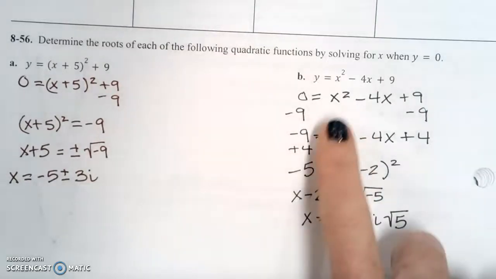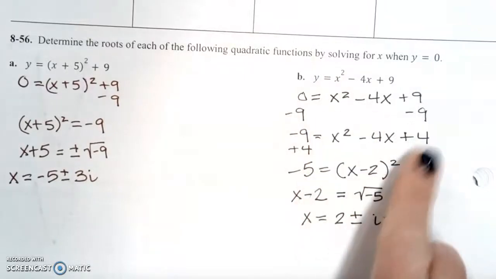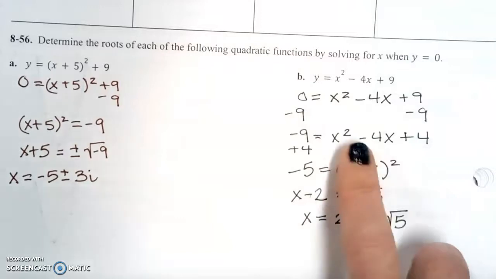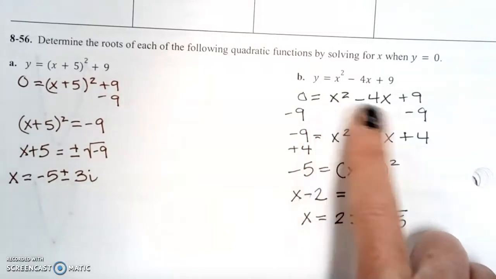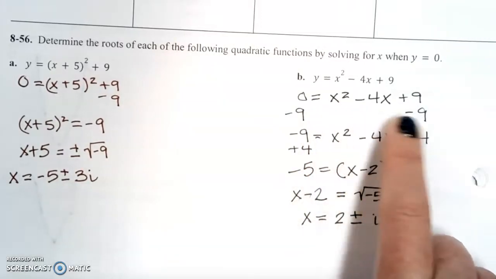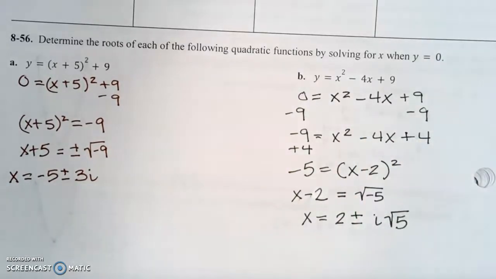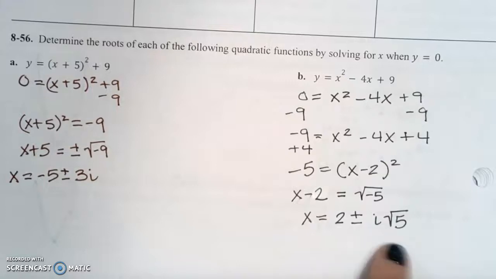So you could essentially, instead of completing the square, use the quadratic formula on this problem. You could say A equals 1, B equals -4, and C equals 9, and then plug it into the quadratic formula, and you would get this same answer. Does that make sense? Yes?